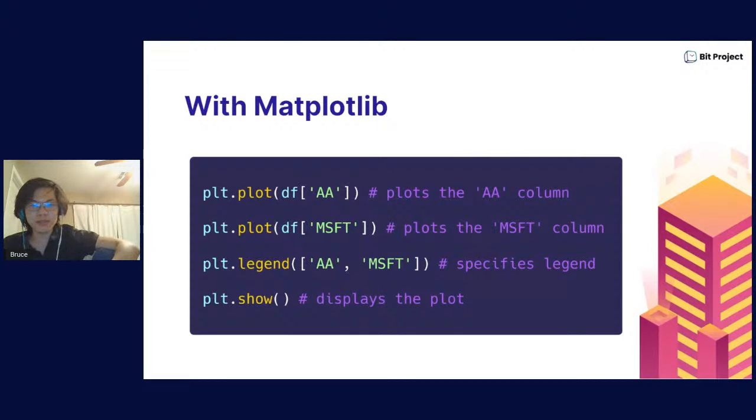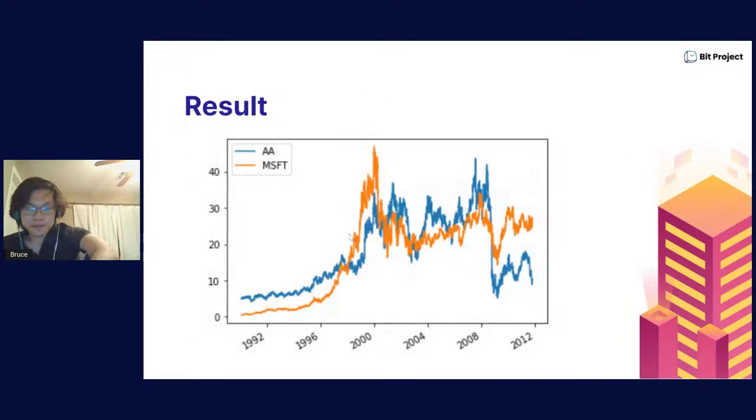And now using Matplotlib, it's kind of the same deal. You just have to call plt.plot again, this time with a different column of the data frame. So this plots specifically the Microsoft column. Great. And notice that in the legend, we have to specify that the first line is associated with the legend AA, and the second plot is associated with MSFT. And we'll show the plot again. Here we go. This is kind of nice.